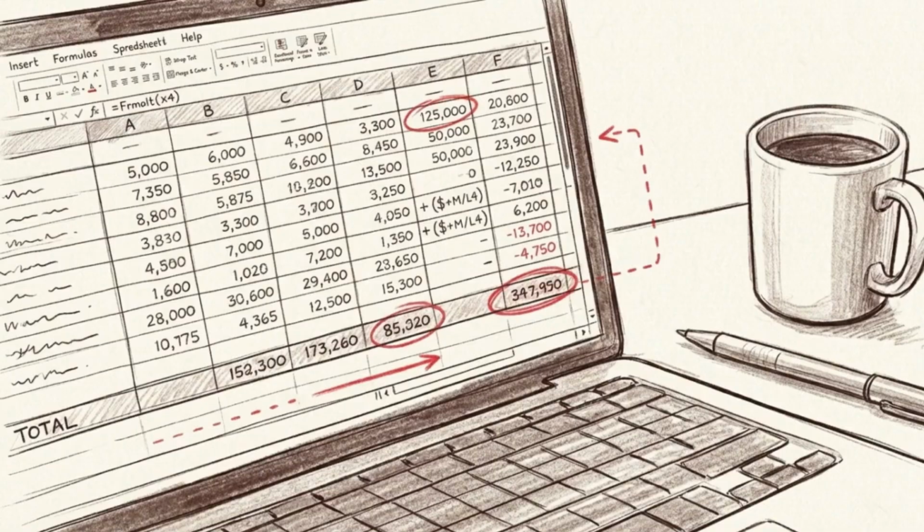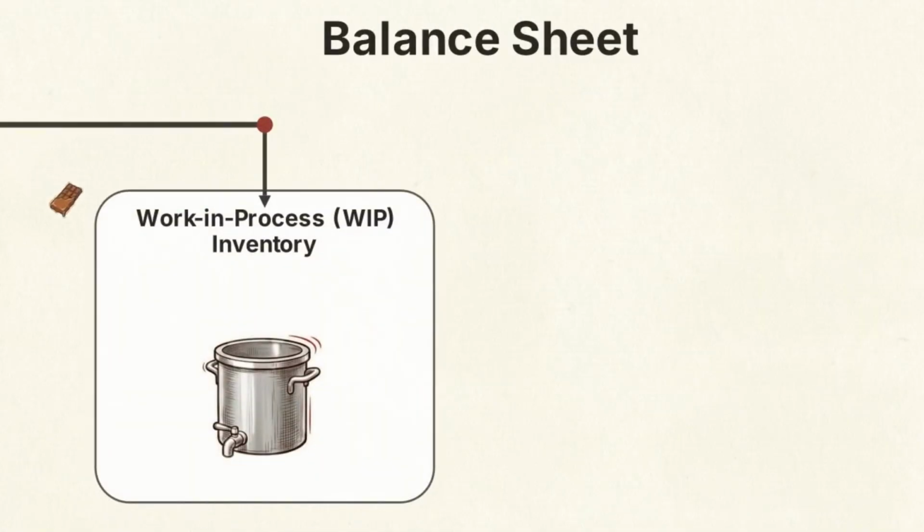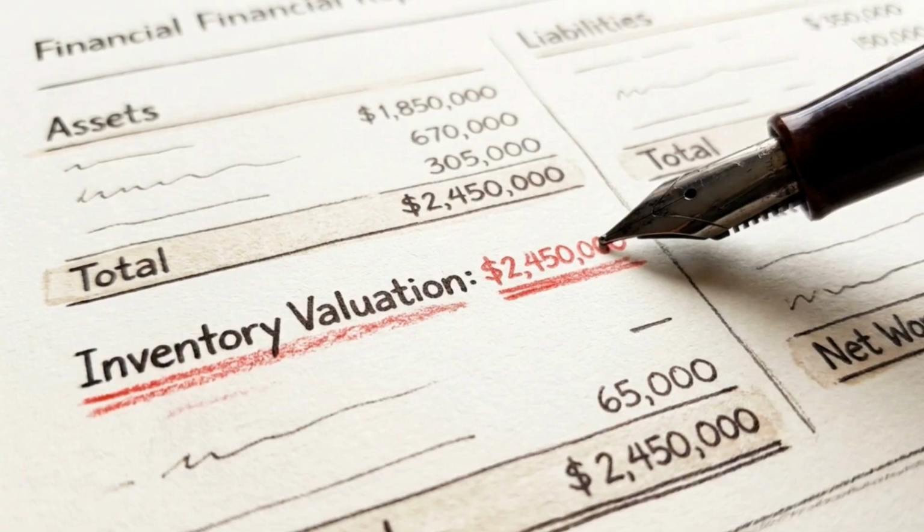Let's step off the factory floor and look at the corporate accountant's desk to see why this end-of-month reporting actually matters. On this balance sheet diagram, any chocolate that is not completely finished must legally reside in a category called Work in Process, or WIP, inventory. The fully wrapped, completed chocolate bypasses WIP entirely and moves into a separate category called Finished Goods inventory. Process costing dictates exactly where millions of dollars are parked on a corporation's financial reports.